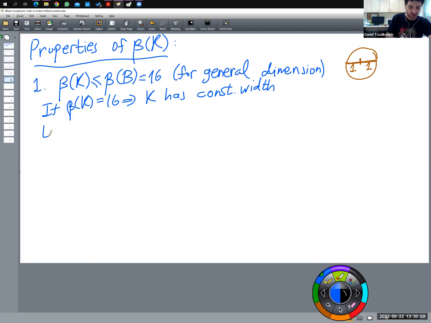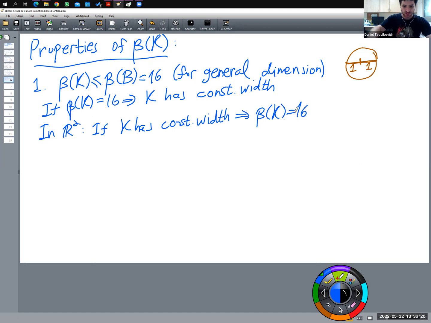And in dimension 2, in R2, the opposite is also true. If K has constant width, then beta K is 16. In the Santalo inequality, the only maximizers are affine images of balls, so balls and ellipsoids. Our quantity is not invariant under affine transformations, only orthogonal ones, but still every constant width domain is a maximizer.